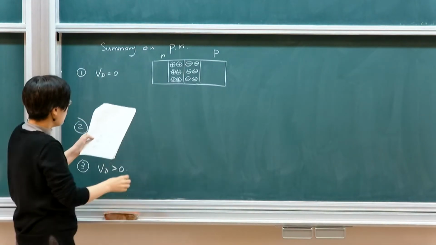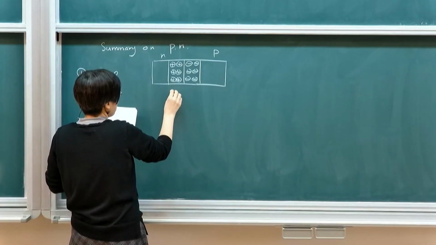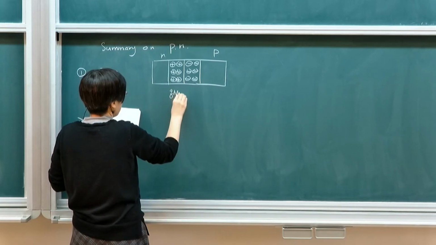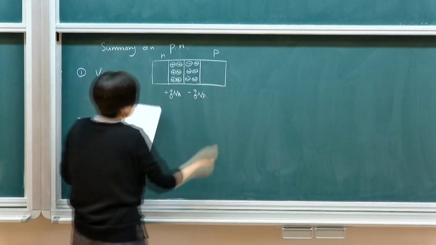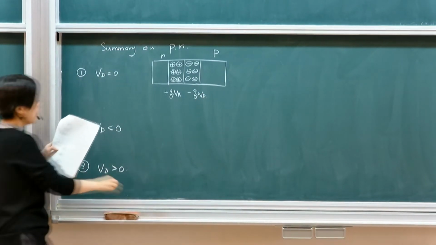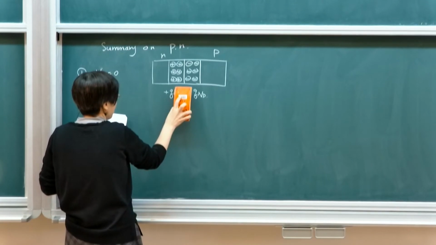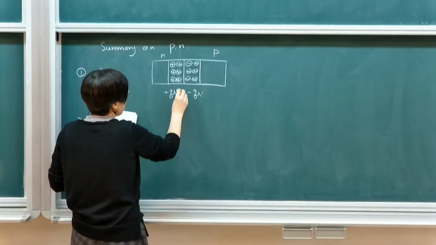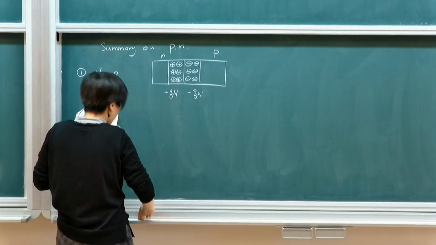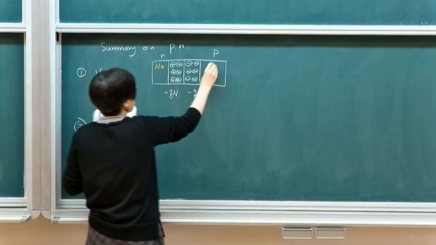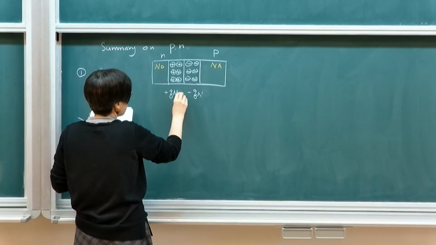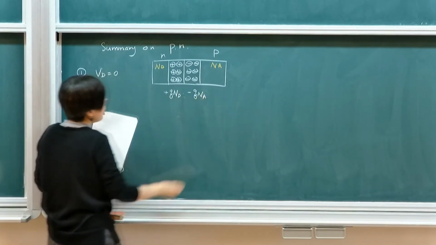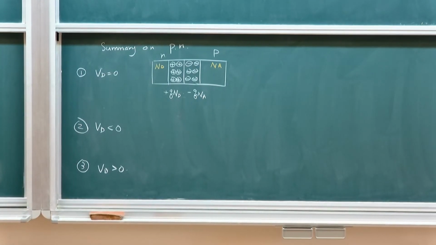And what is the key? So this will be QNA, positive. This is minus QND. Sorry, I made a mistake. Let me highlight it. This is donor, acceptor. So this is QND. P side is acceptor, N side is donor.